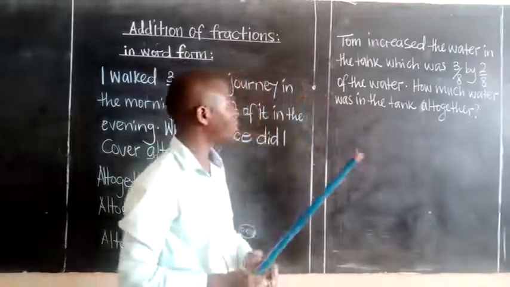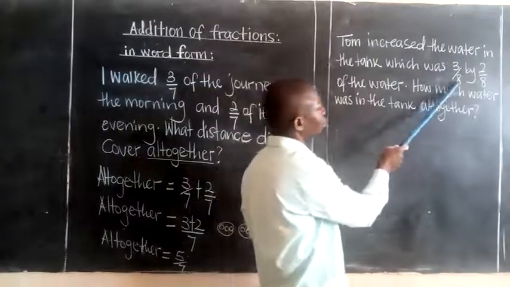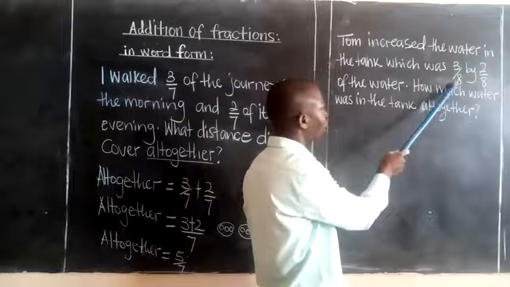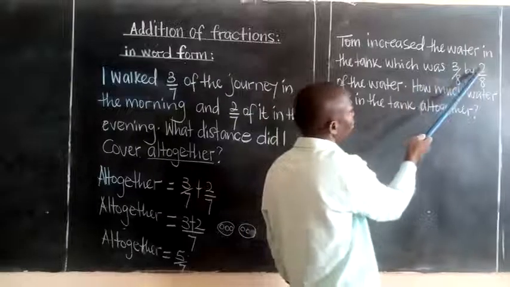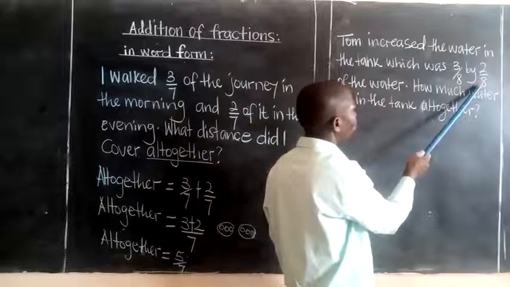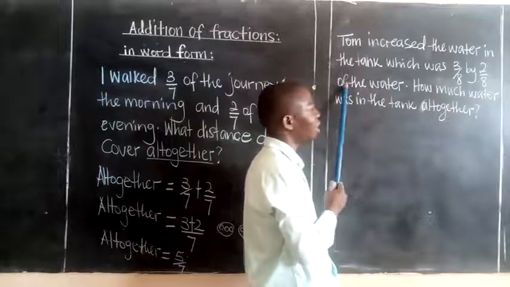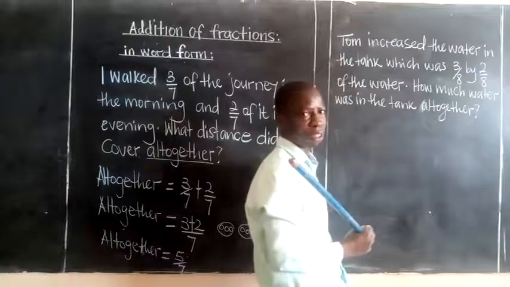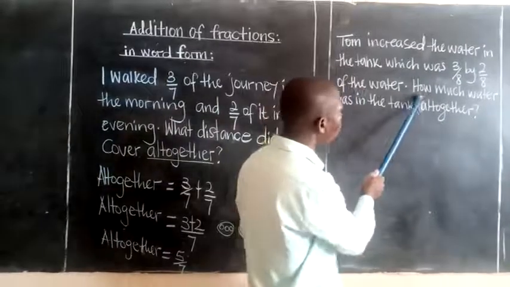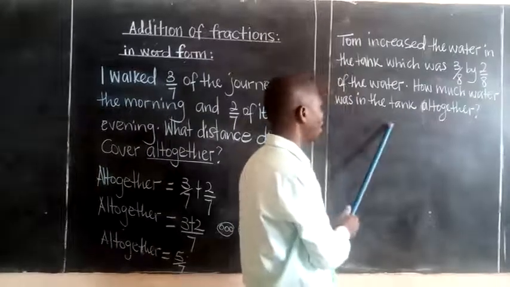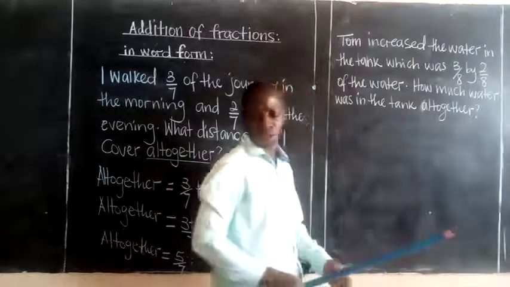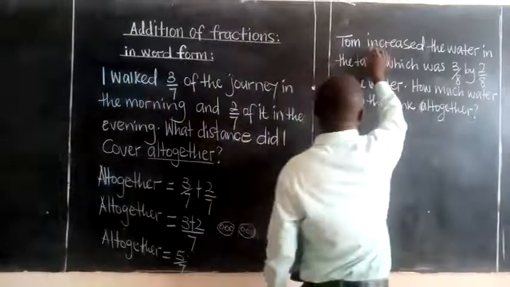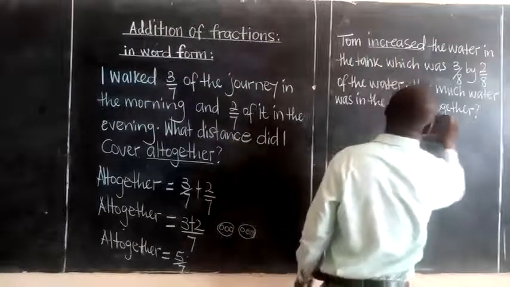So what does that mean? There was this water in the tanker, 3/8. That was the fraction of water which was in the tanker. So Tom increased it by 2/8. What does that mean? He added some other water of that fraction, 2/8. And now they are saying how much water was in the tanker altogether. So what does that mean? We have two keywords in our sentence. We have increased and we have altogether.